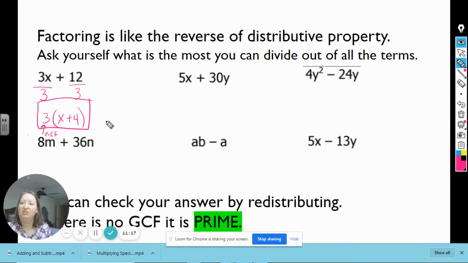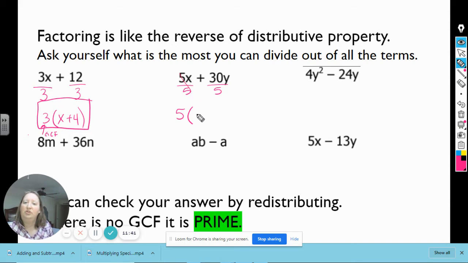It looks like this. It looks like the reverse of distributive property, like what you started with when you do distributive property. So what number can we take out of both of those numbers? Well, they're both divisible by 5, right? Do they have any variables in common? No. So divide out the 5, and what are we left with?